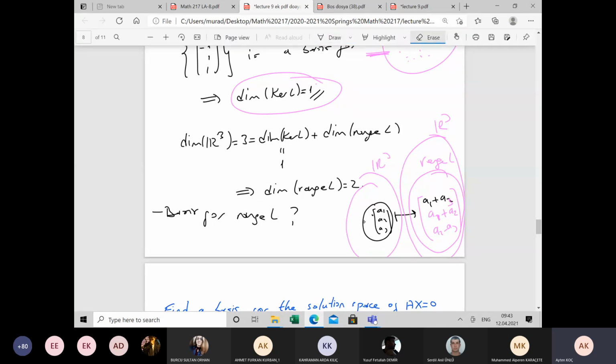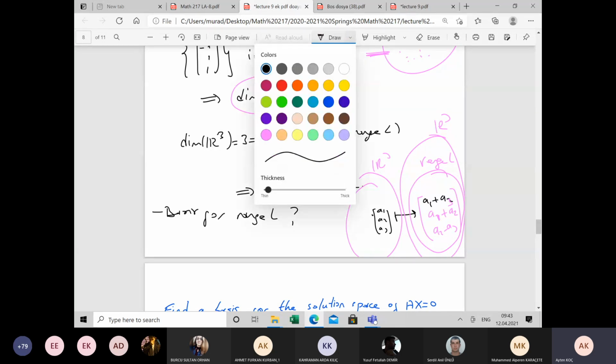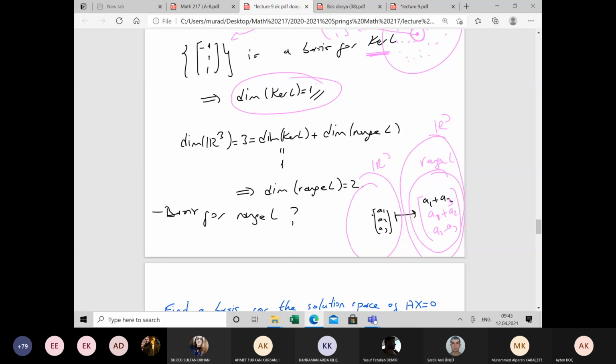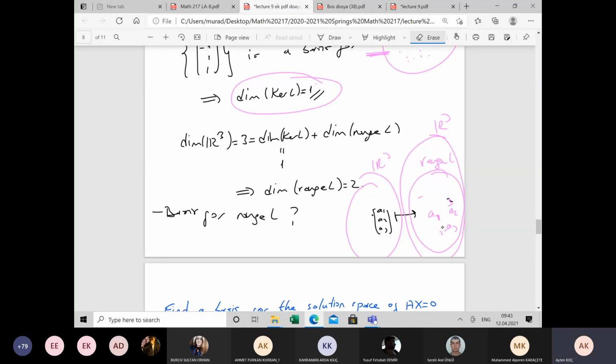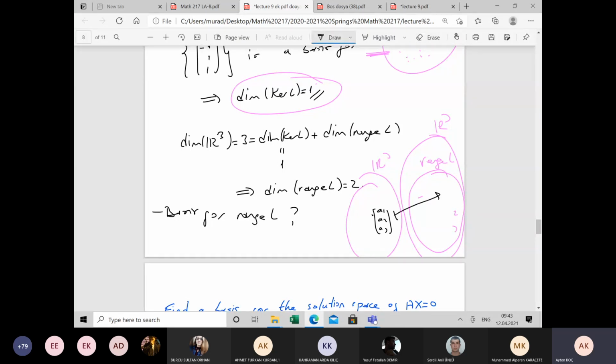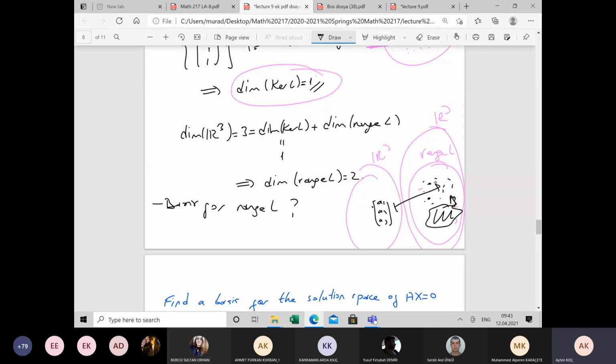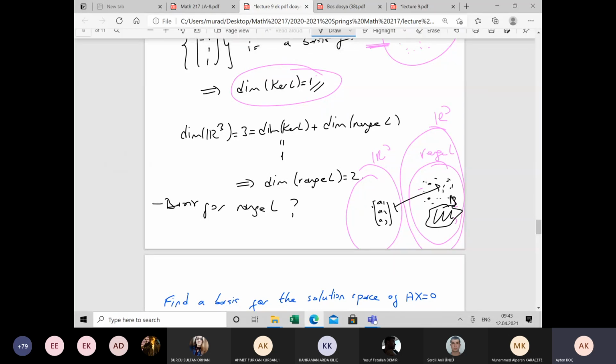Our aim is to find a basis for the range of L, which means every vector in the range of L is generated by using the basis. This is L of V. Our aim is to get the basis for the range of L. How to find it? Look at the images: every vector in the range of L is in this form.